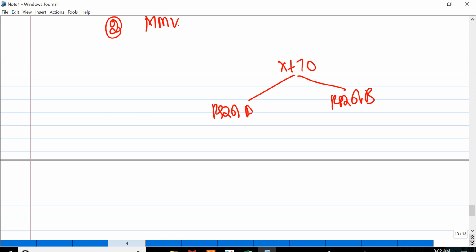Which is x plus 70 by 2, x plus 70 by 2. RSQ of A, RSQ of B, x plus 70 by 2, x plus 70 by 2. 50-50 is the mix. So I have divided in the ratio of 1:1. Any doubts in this? Anybody has any doubts in this?